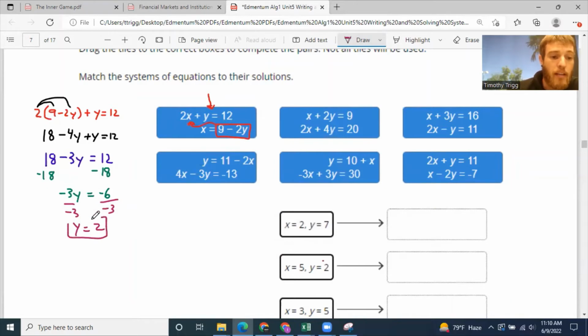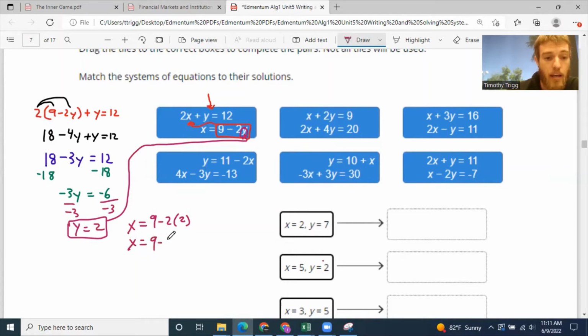What we can do now is plug this value of y into this right here. So this will be 9 minus 2 times 2. So I'm going to go ahead and rewrite that. X equals 9 minus 2 and replace the y with 2, replacing this y with the value of y, giving us that x equals 9 minus 4, which is 5. Okay, so this one does go right here, because the x value is 5, the y value is 2.